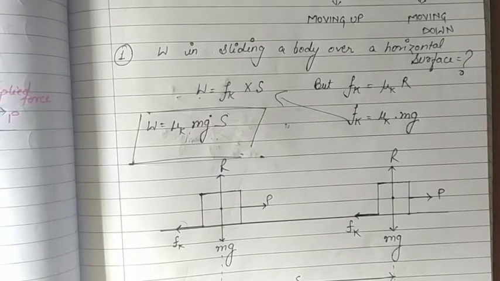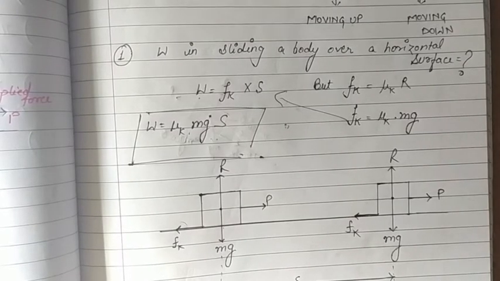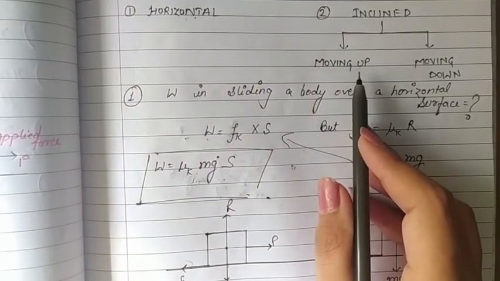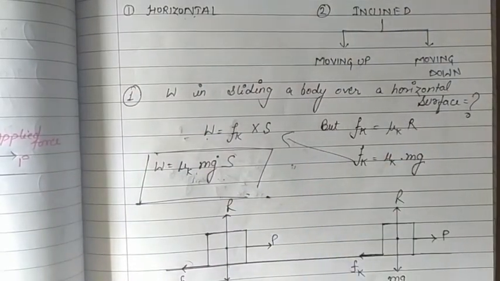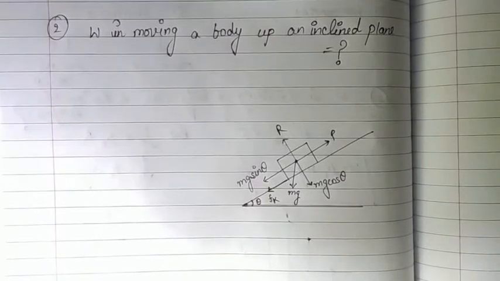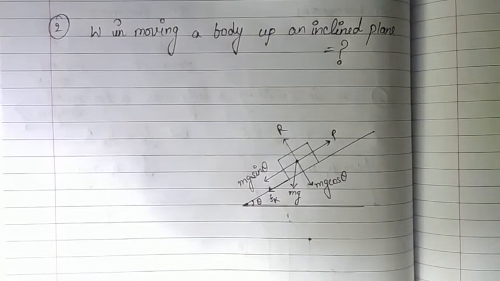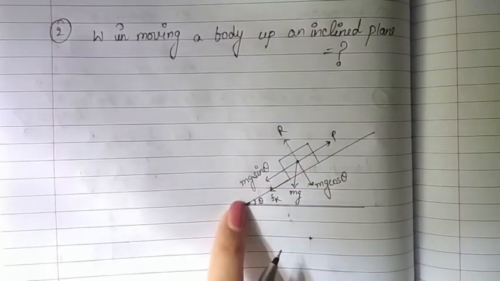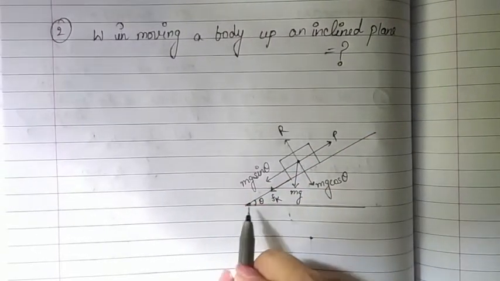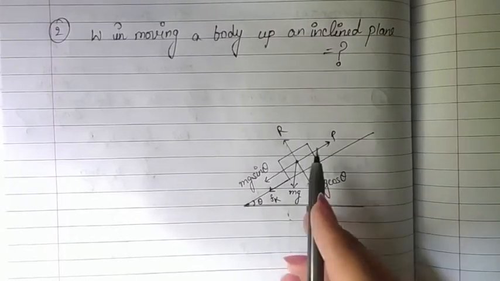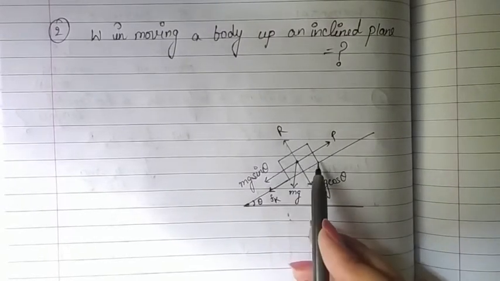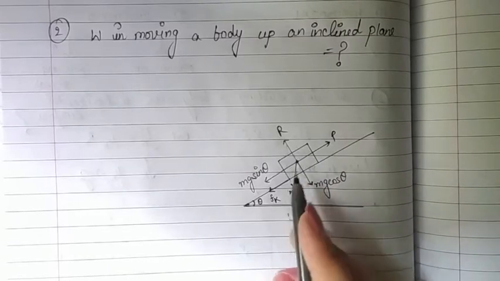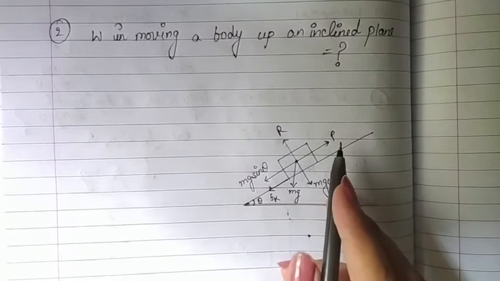Now we are moving to the second case, that is for the inclined surface and the body is sliding up over that inclined surface. Let's see that. So in case second, our task is to find the work done in moving a body up an inclined plane. This is the inclined plane which is inclined at an angle theta over this horizontal surface, and an object of mass m with weight mg is placed over it, and we are moving it up on this inclined plane.